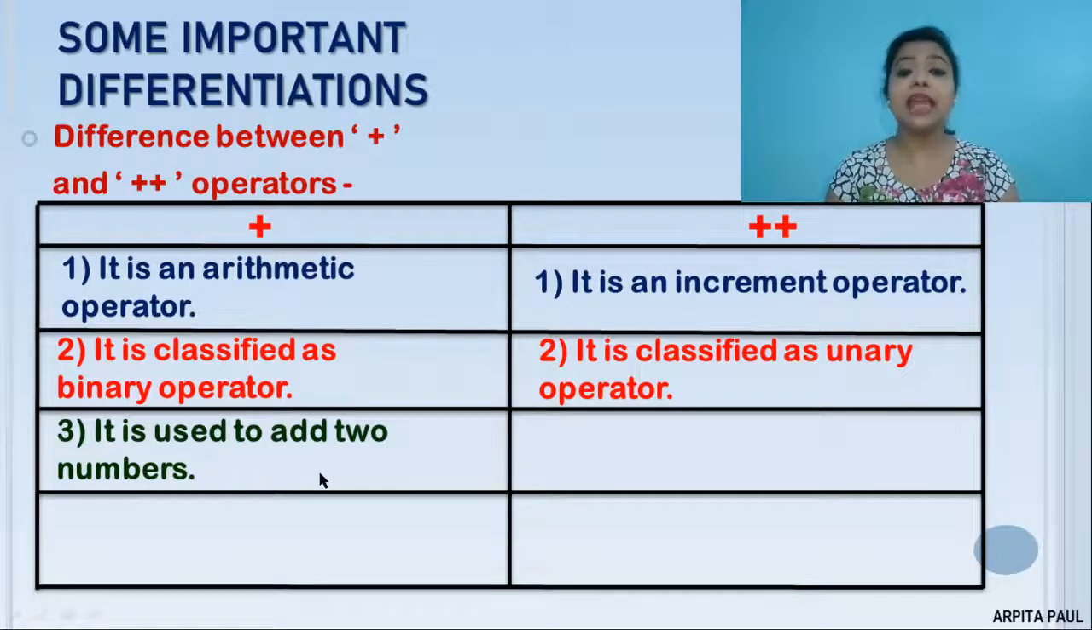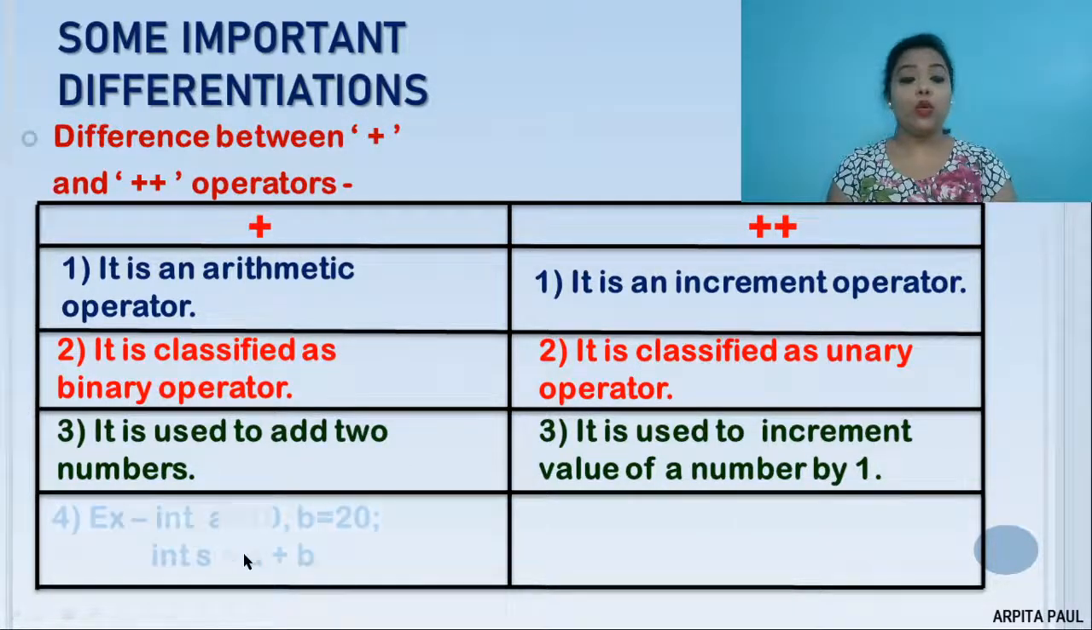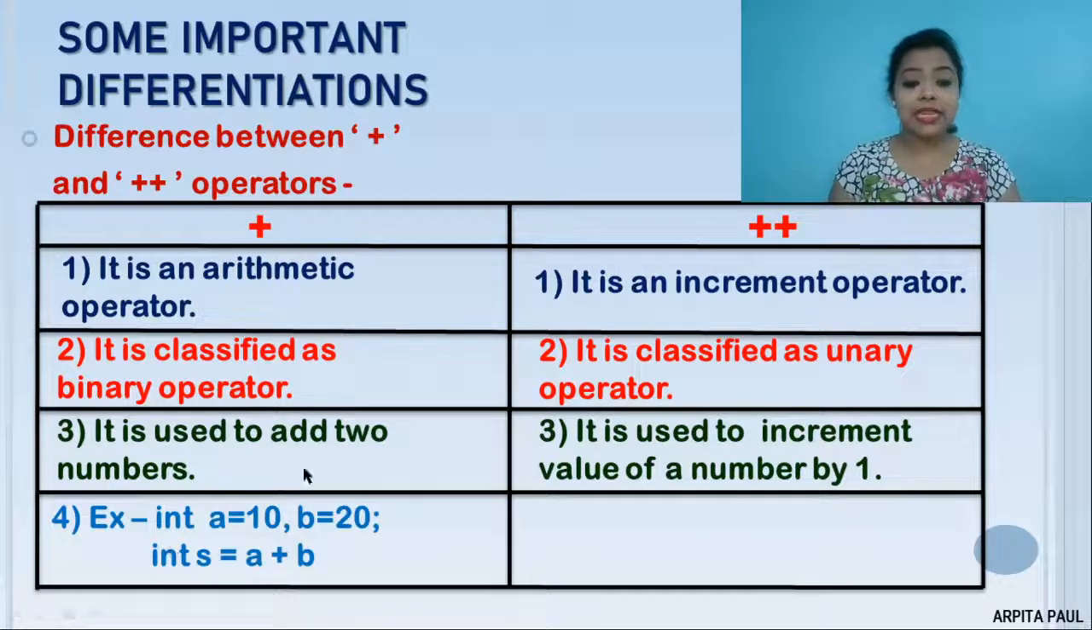It is used to add two different numbers, whereas plus plus is used to increment the value of a number by 1. So if we use the plus plus operator, it will increment the value of one variable by 1, whereas the plus operator adds two different numbers. Now how to write it? See the example: int a = 10 and b = 20, and we are writing int s = a + b. So we are adding two different values using the addition operator, or the plus operator.